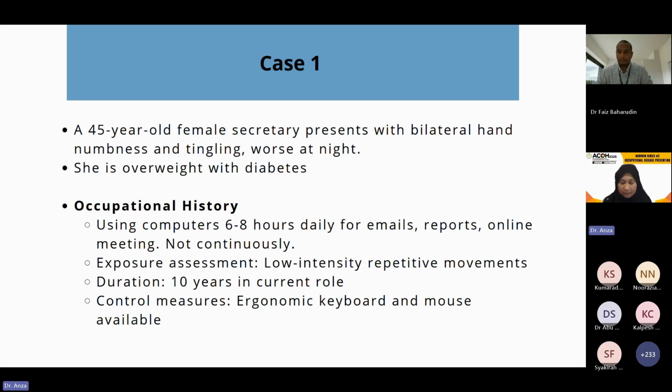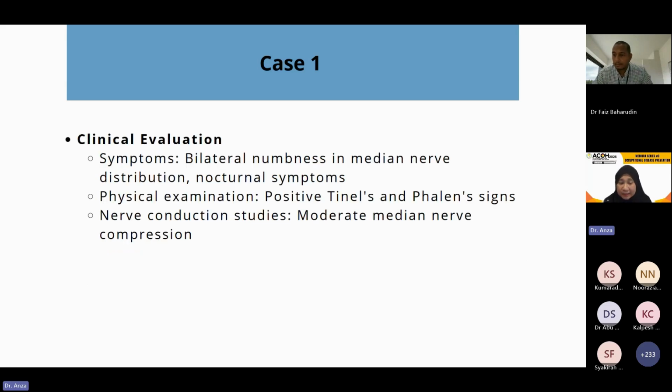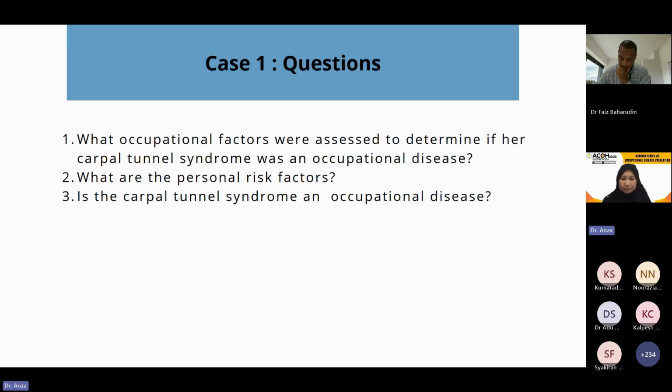She's been working in the current role for 10 years, and she is provided with an ergonomic keyboard and mouse. Okay, so this is a clinical evaluation because we need to establish the clinical diagnosis first. So these are the symptoms: physical examination, Tinel and Phalen positive, and nerve conduction study, median nerve compression, and clinically we can diagnose her with carpal tunnel syndrome. Okay, so question number 1, right? What occupational factors were assessed to determine whether her carpal tunnel syndrome was an occupational disease?